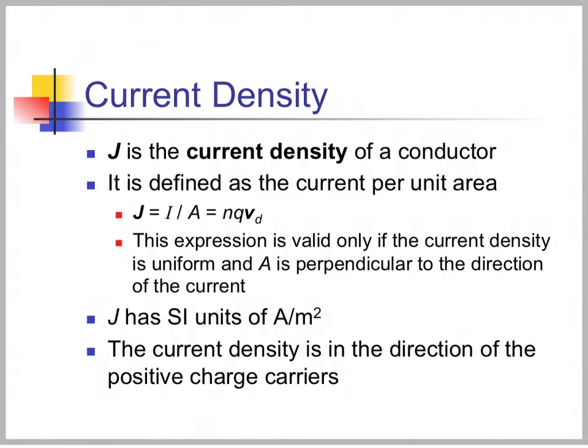Now, sometimes we don't want to just talk about current, but we want to talk about a current density. And we're going to define J as the current density of a conductor. It's the current per unit area. So the current density, I over A, is nq times the drift velocity. This expression is valid only if the current density is uniform and A is perpendicular to the direction of the current. Current density has the SI units of amps per square meter, and the current density is in the direction of the positive charge carriers.